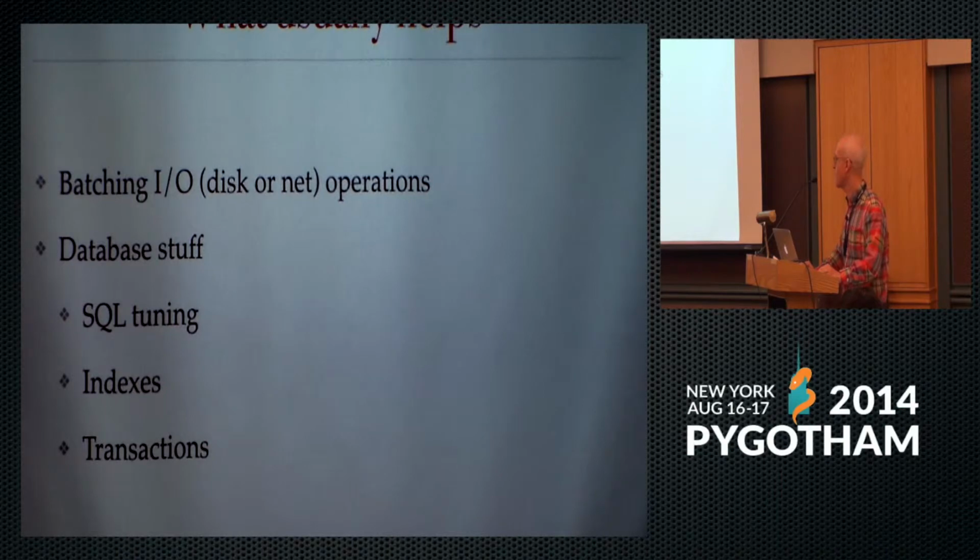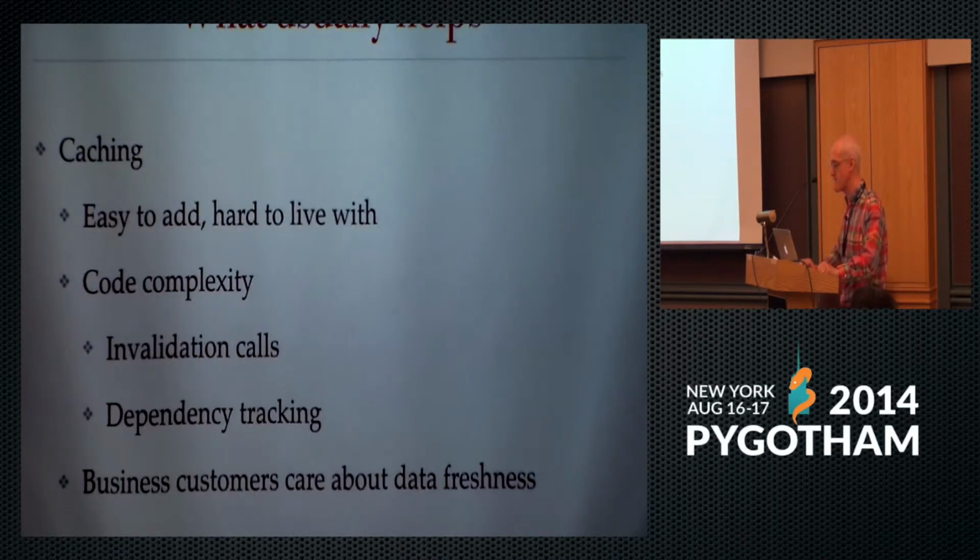A lot of times I/O is the problem, so batching your disk or network operations can help a lot. And of course, all the usual database stuff. Profiling is definitely not the only way to find out what's slow in your database, but it is sometimes a nice way to go because you're coming from the direction of the code you want to speed up rather than just what are all the slow queries in the last 24 hours.